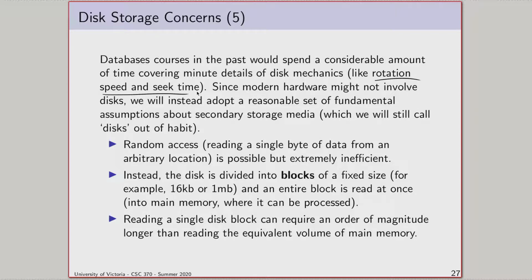Let's make these assumptions for our proverbial disk, whatever it is, network storage, an actual disk, or a solid-state drive. First, random access, which is I send a request to the disk saying, give me the sequence of bytes starting at address 5079. That's random access. I ask it for the bytes from an arbitrary location.